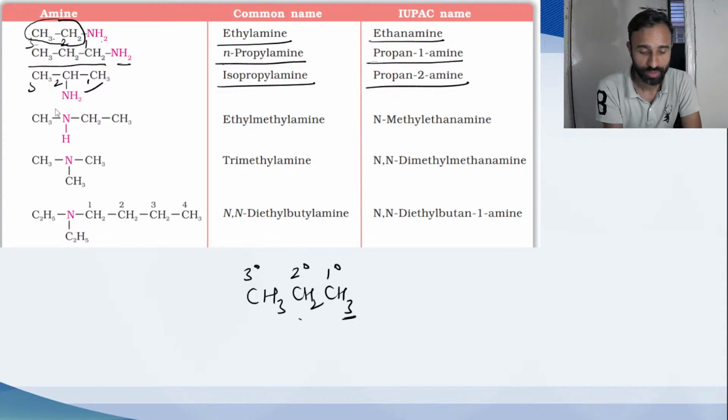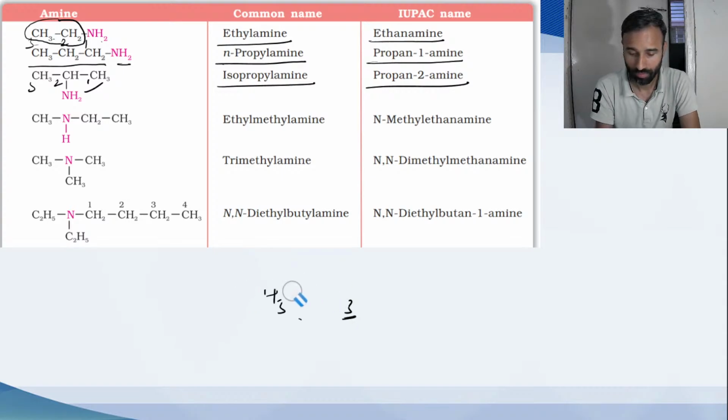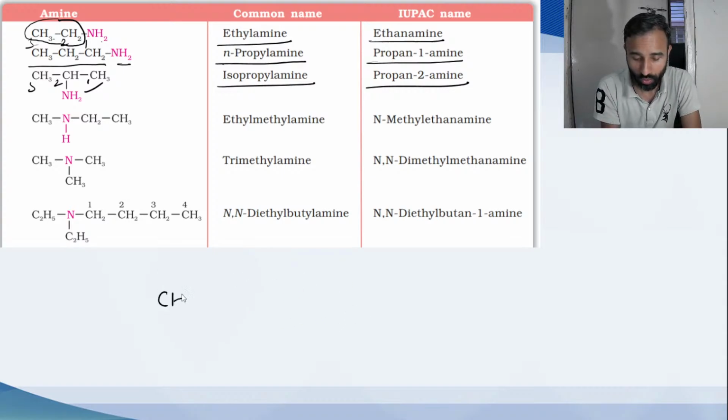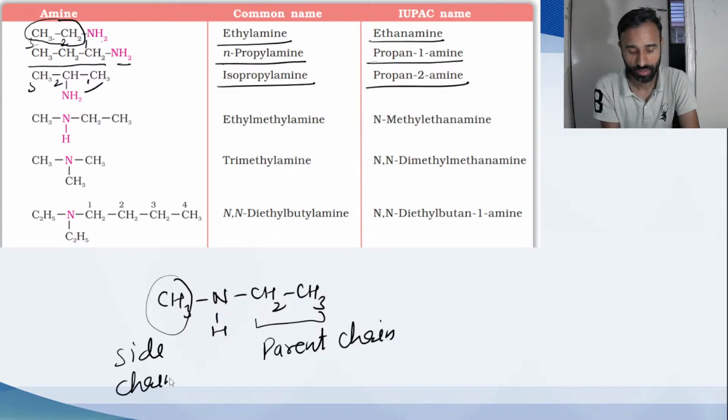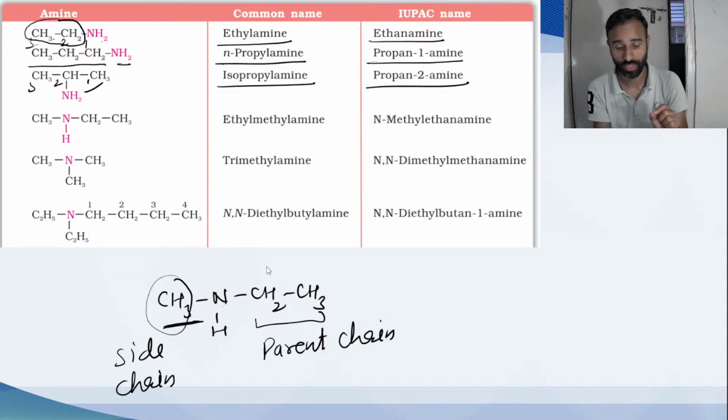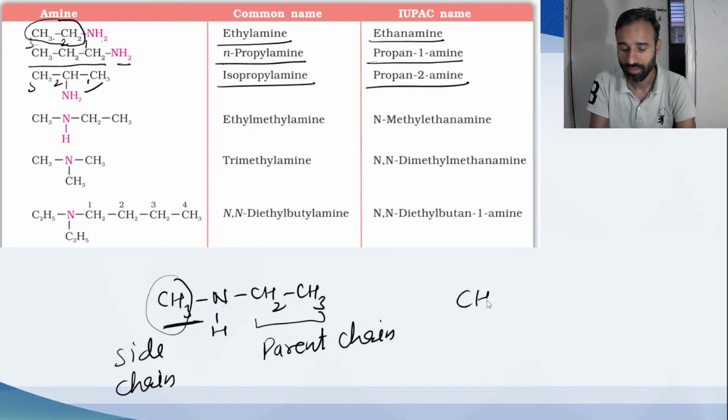Now come to the next, very interesting. Reason being, now in between two alkyl groups there is nitrogen. So the one which has more carbons is taken as the parent chain, and the other with the lower number of carbon atoms is taken as a side chain. That's why it is N-methyl, not 1, 2, 3, because the methyl group is attached to nitrogen directly. So it is N-methylethanamine. This is ethanamine.